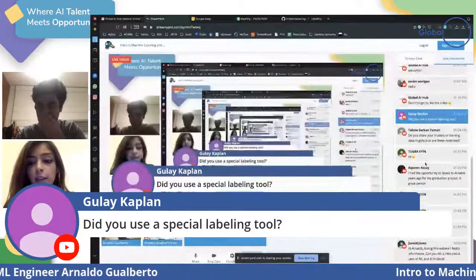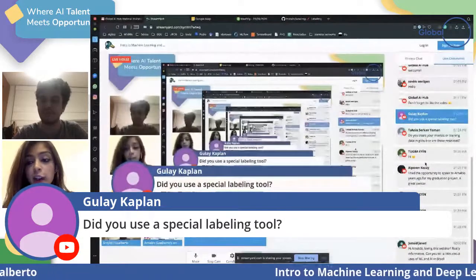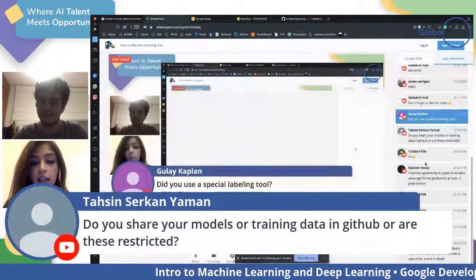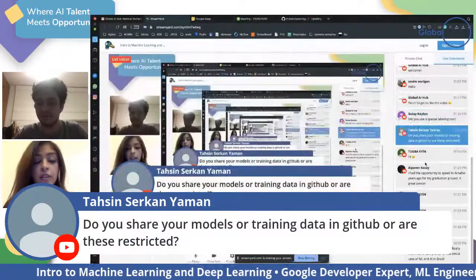All right. So your second question is, do you share your models or training data on GitHub, or are these restricted?